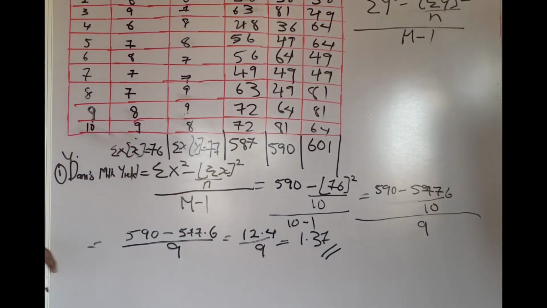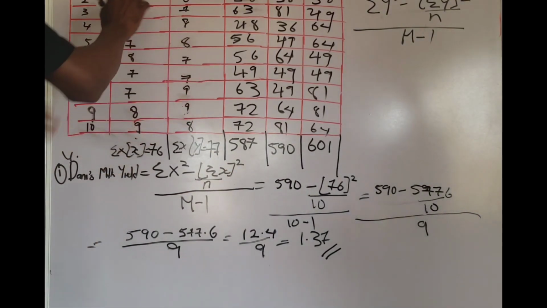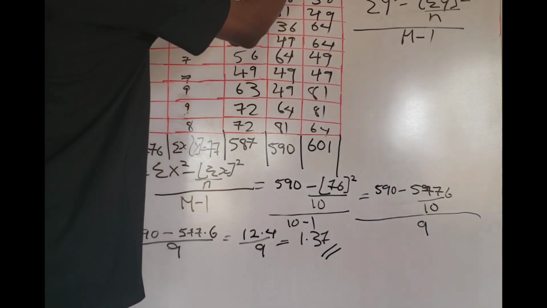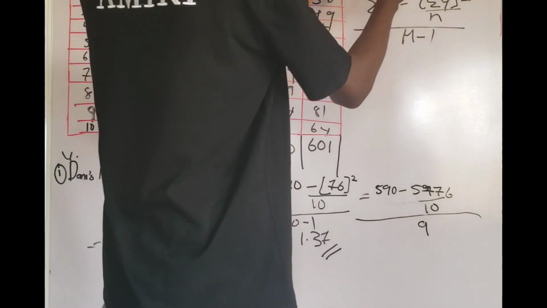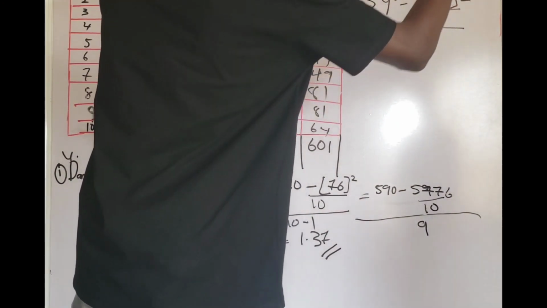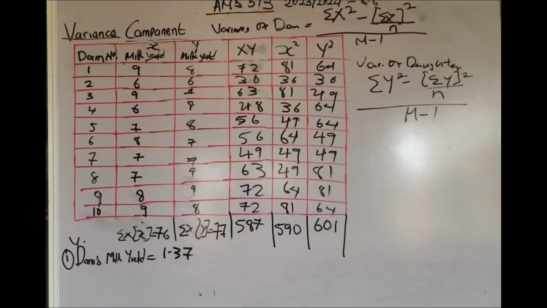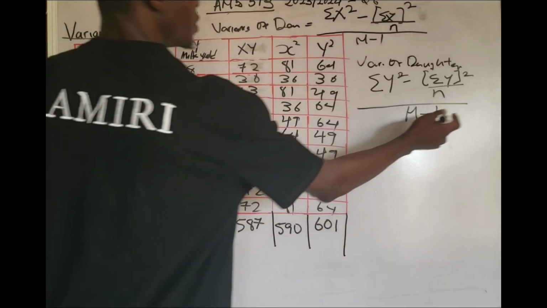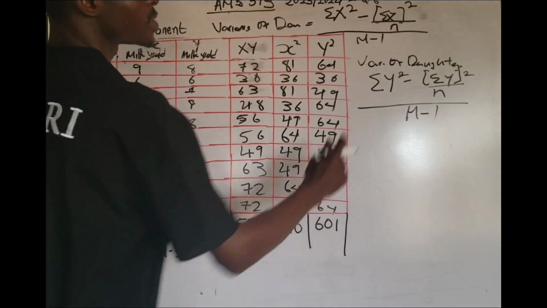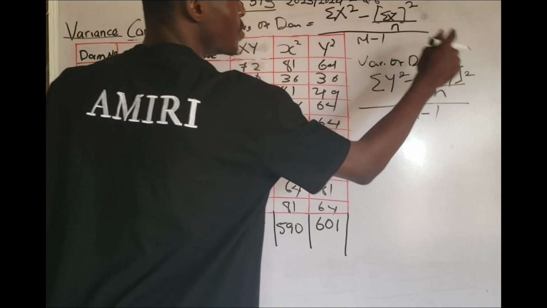Okay, sir. So now we are done with finding the variance component of the dam's milk yield. Then we want to proceed to the variance component of the daughter's milk yield. So the next to calculate is the variance component of the daughter's milk yield.